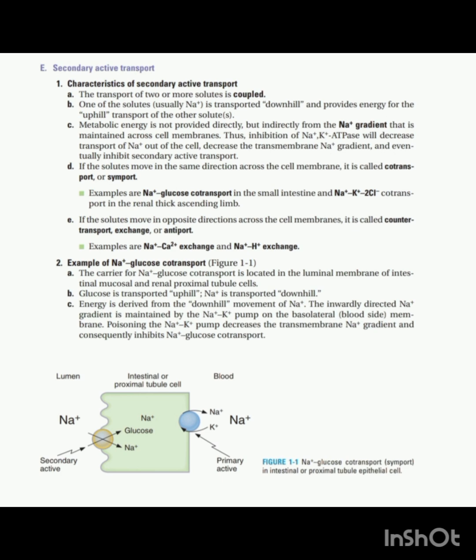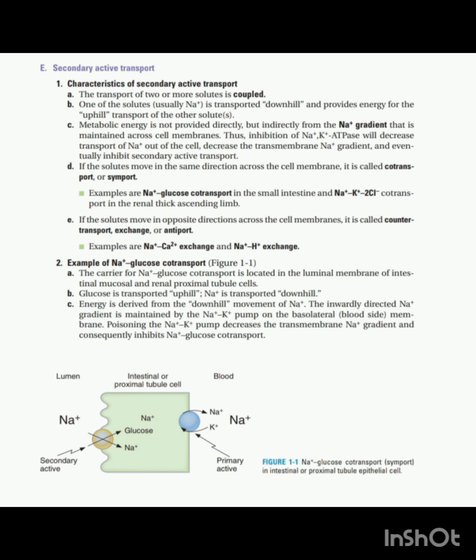Where is the energy coming from? The energy is derived from the downhill movement of sodium, and the inwardly directed sodium gradient is maintained by the sodium potassium pump. We know that. If we poison or inhibit this pump, this will decrease the transmembrane sodium gradient, and consequently this will inhibit the sodium glucose co-transport. So both sodium and glucose are moving in the same direction, into the intestinal cell, into the proximal tubular cell, and the energy is coming from the sodium gradient.